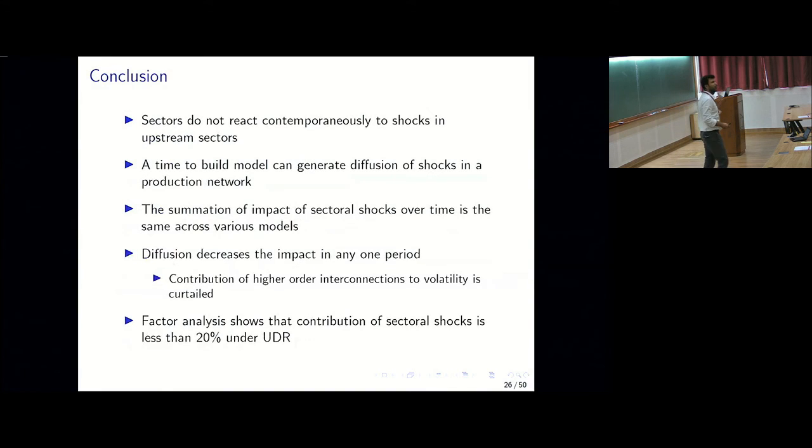I didn't have enough time to present the empirical part of the paper, but essentially, we show that the sectors do not react contemporaneously to shocks, and any time-to-build model can generate diffusion of shocks in a production network. The summation of impact over time is the same across various models. However, diffusion decreases the impact in any one period.